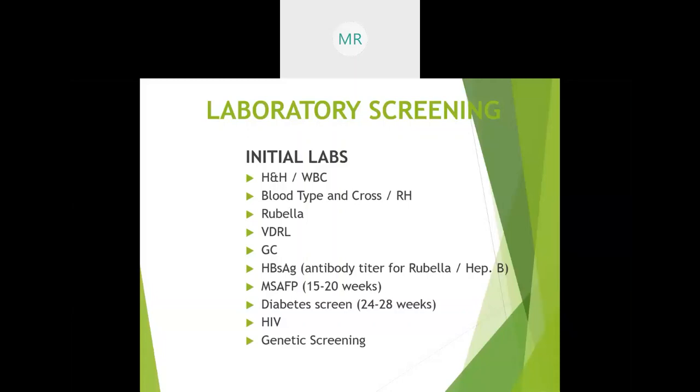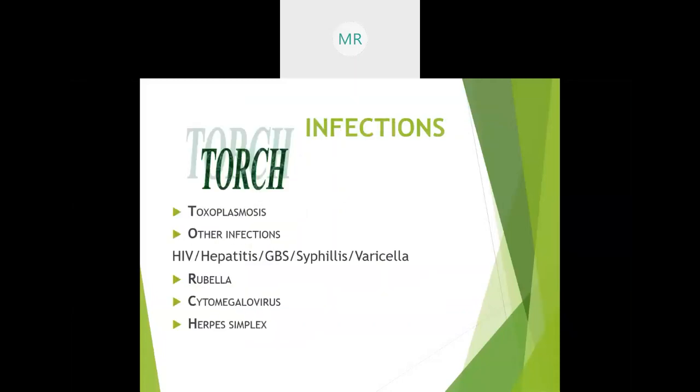Well, we're going to talk. We're almost at the end. We're going to talk about TORCH infections. And TORCH, that is the acronym. The acronym for TORCH is T for toxoplasmosis, O for other infections. You see them there: HIV, hepatitis, GBS, syphilis, and varicella. R for rubella, C for cytomegalovirus, and H for herpes.